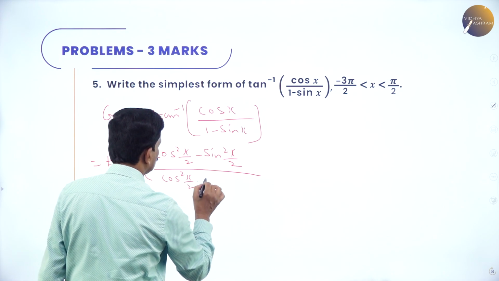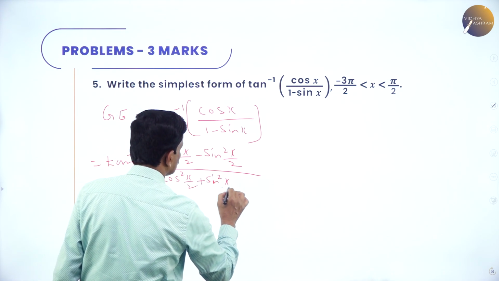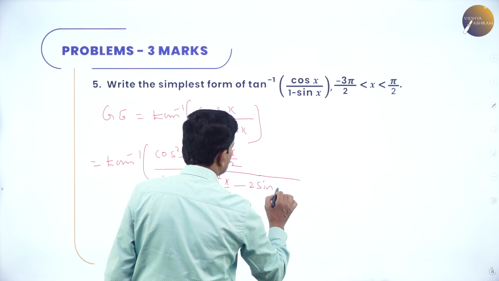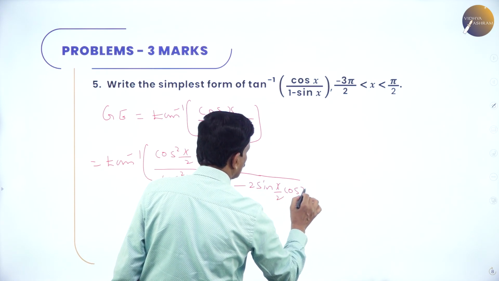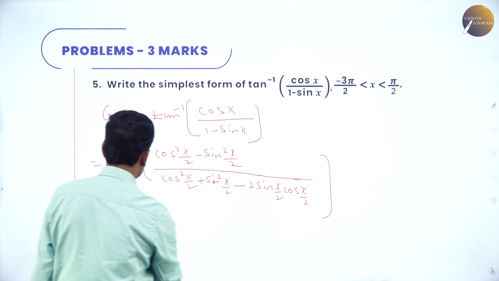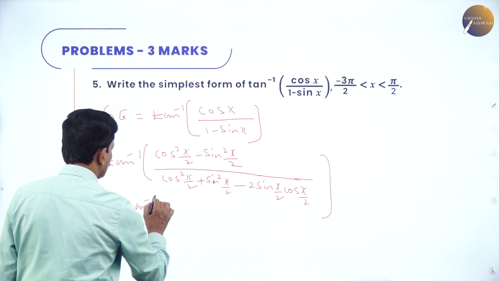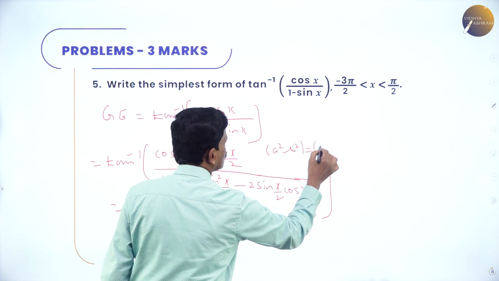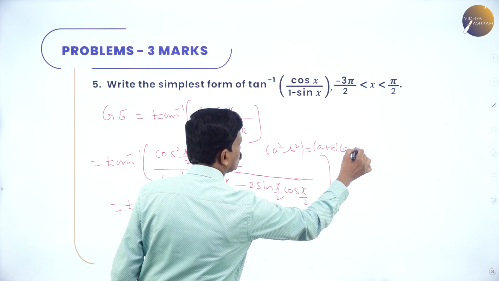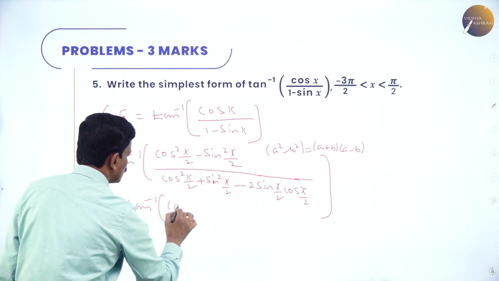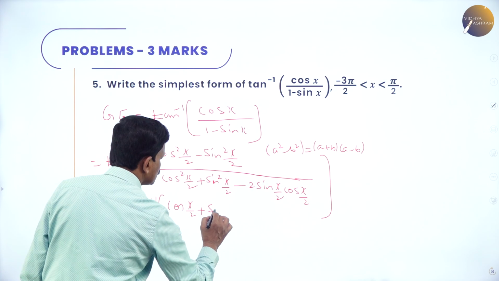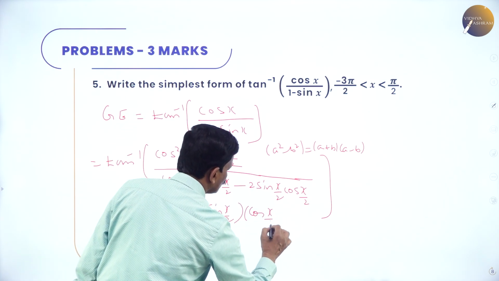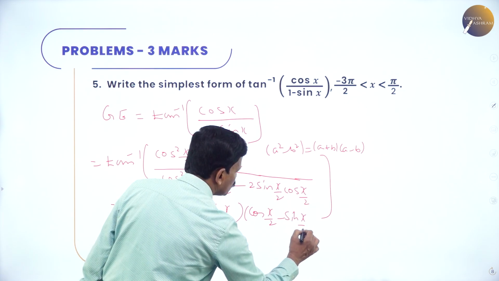cos square x by 2 plus sin square x by 2, minus this sin x, which is equal to 2 sin x by 2 into cos x by 2. Now if you observe carefully, the numerator is of the form a square minus b square. What is the formula for a square minus b square? a plus b into a minus b. So this can be written as cos x by 2 plus sin x by 2 into cos x by 2 minus sin x by 2.